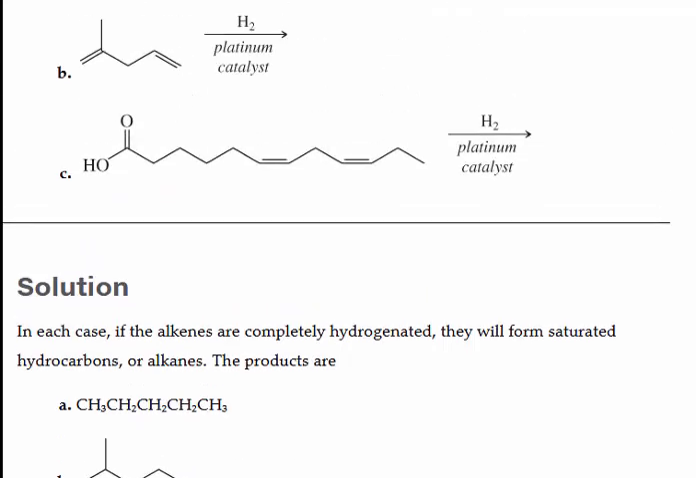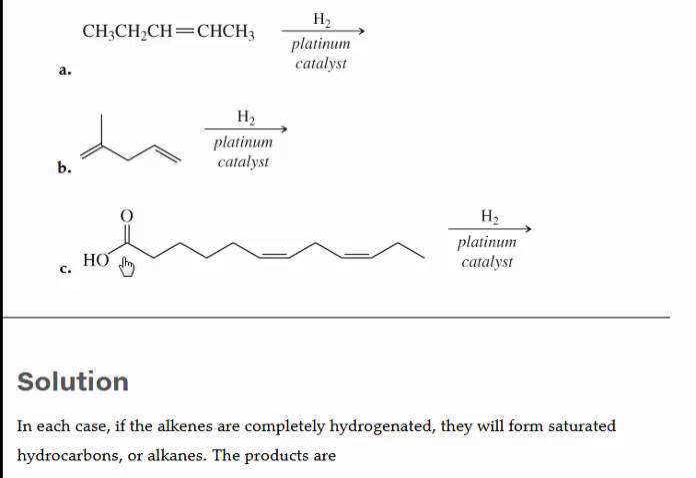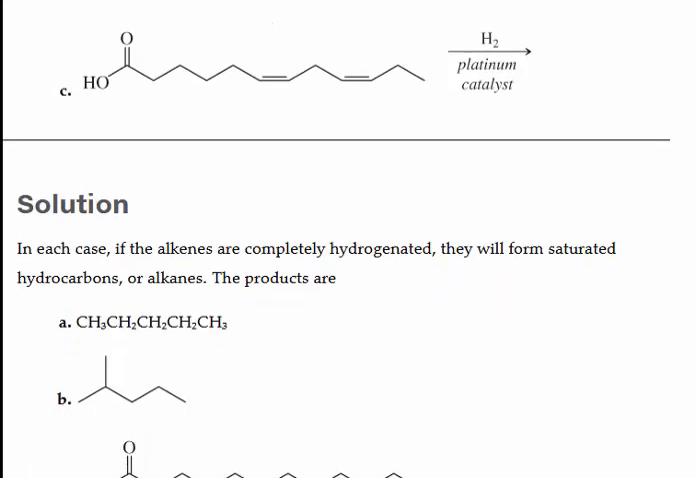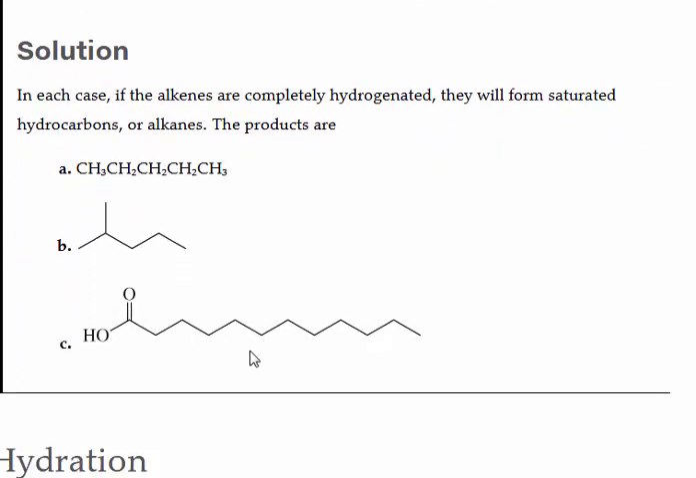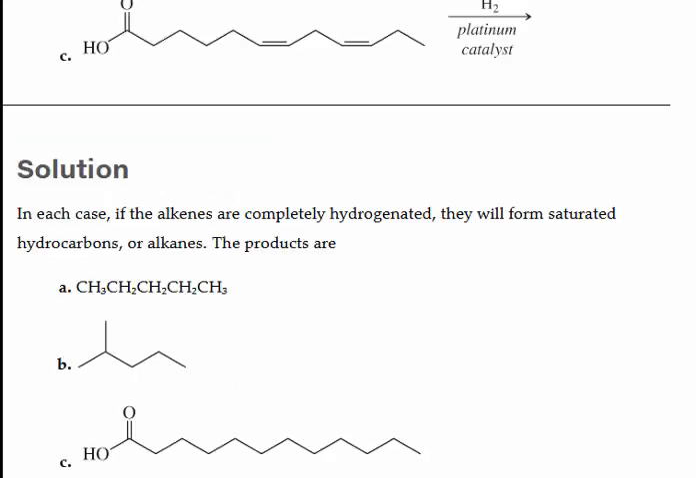The last example is a fatty acid. There's the carboxylic acid functional group at the end, and we also notice that the alkene part, or the double bond part, is in the cis formation. So when we add hydrogen across those bonds and it's complete hydrogenation, those double bonds become saturated with hydrogens and become alkanes. So the number of carbon atoms doesn't change.